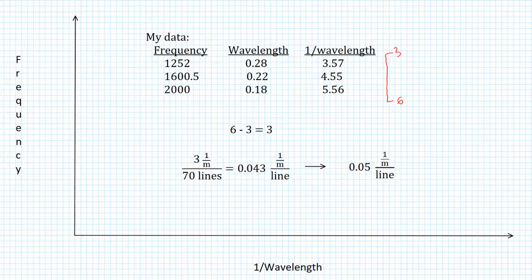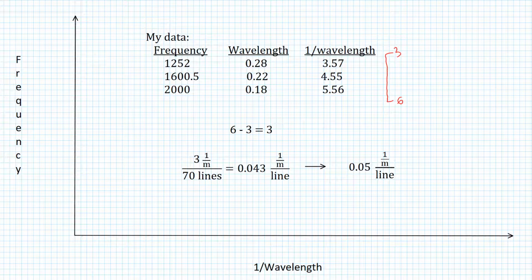I have a difference, 6 minus 3, of 3 units of 1/wavelength. I need to divide that 3 by 70 lines to see how many units of 1/wavelength I need to use per line so I get the points nice and spread out. I get 0.043 units of 1/wavelength per line, and we always round up. I'm going to round up to 0.05 units of 1/wavelength per line.